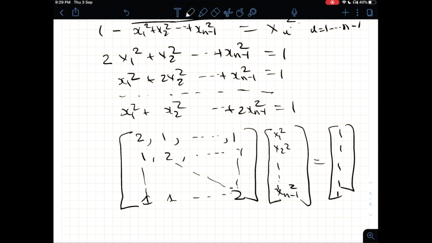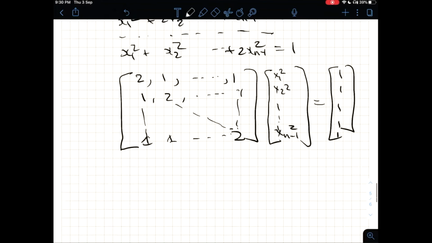Now, do you see the symmetry in this problem? From this symmetry of the structure of this A matrix, if you look at this as solving Ax equal to b, you can very quickly say that x1 square equals x2 square equals xn minus 1 square.